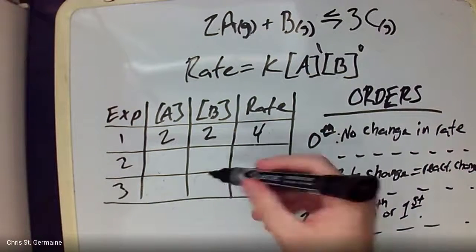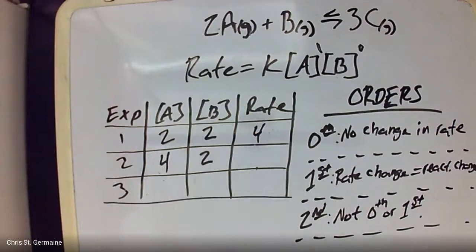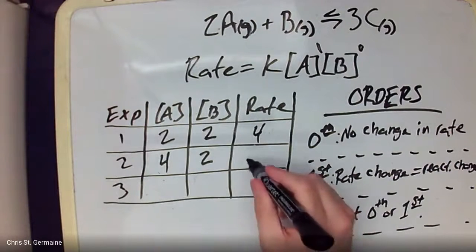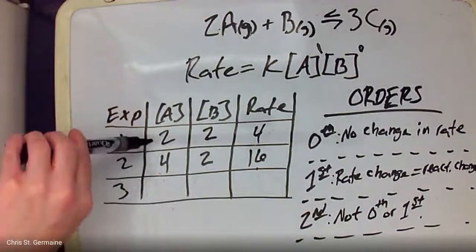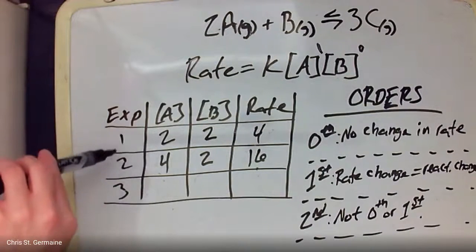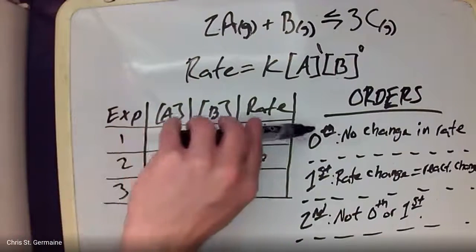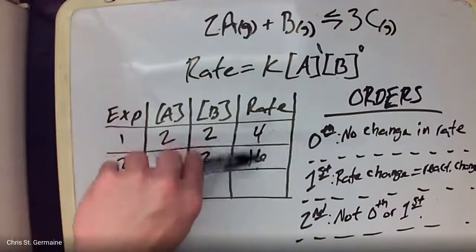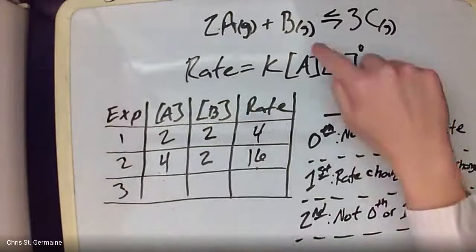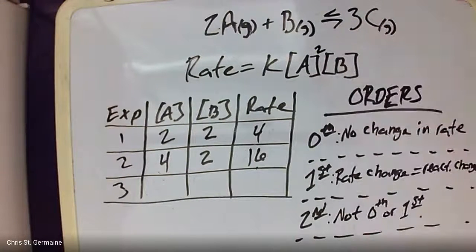So check this out. Let's say I keep B the same, but I double A. And rate goes to 16. So here's what you would do. You would say, okay, A was multiplied by 2, and rate was multiplied by 4. So it's not zeroth because there is a change. It's not first because the change isn't the same. So it must be second. So in this case, A is second.